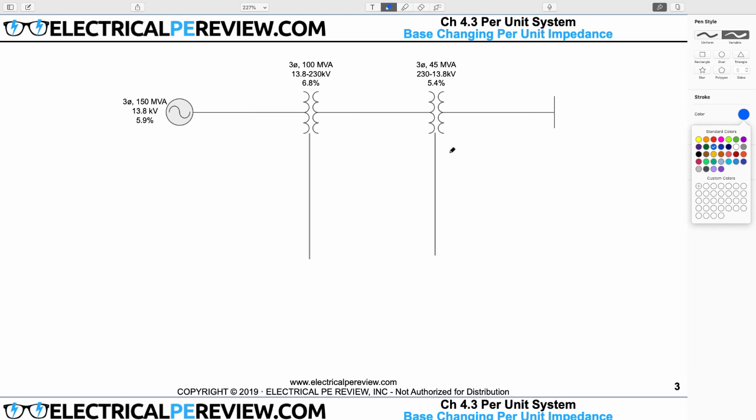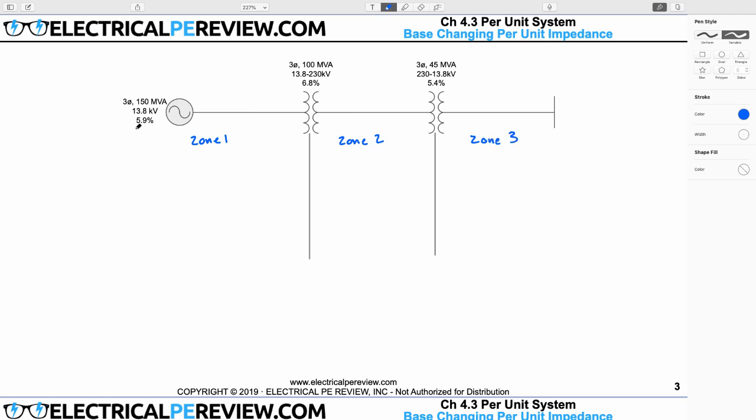So we've got three voltage zones because of these two transformers. I'm going to call this first zone, zone number 1, here on the left. Next, we've got zone number 2 here in the center. And last, we've got zone number 3 here to the right.